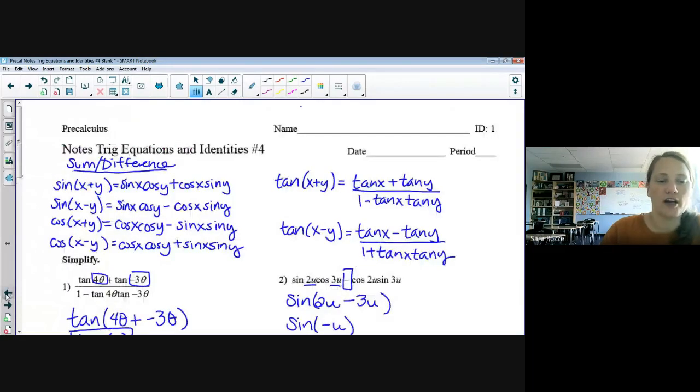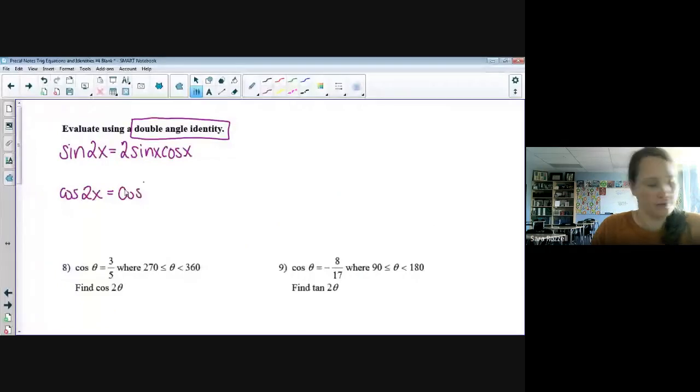Now cosine of 2x, if you go to your cosine formulas, and these were all x's instead of y's, I'd have cosine x times cosine x, which makes cosine squared, sine x and sine x, which makes sine squared. So our double angle for cosine is cosine squared x minus sine squared x.